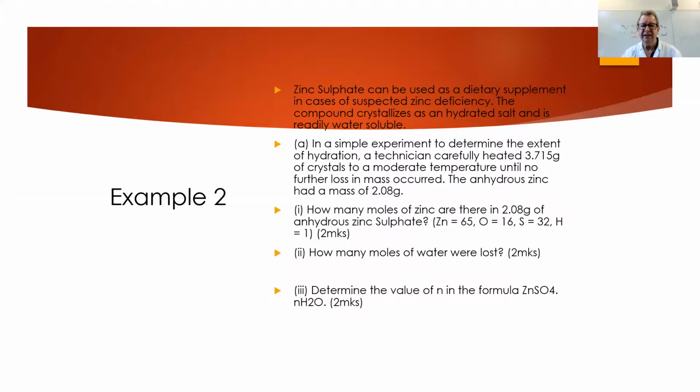And basically what happens is this, as it says in part A, a technician carefully heated the crystals, slowly, gently, until it loses all the water, because the water gets boiled off. So 3.715 grams of the magnesium with the water ends up at 2.08. Okay? So the difference between that and that is the water. So how many moles of zinc sulfate are there in that? And that will allow you to work it out.